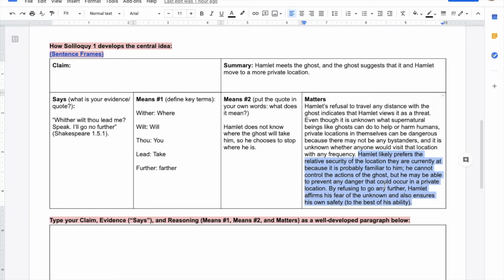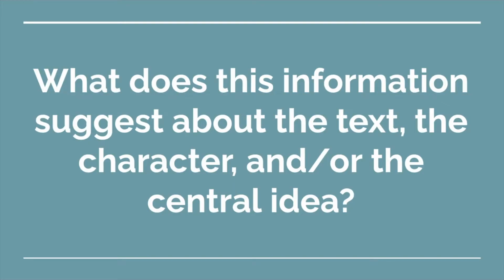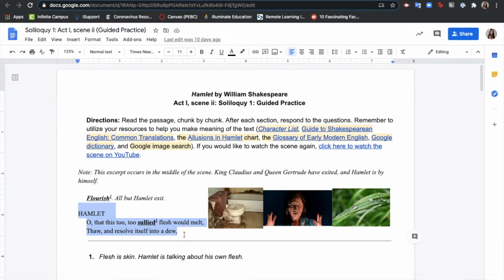This said, I'm going to ask myself, what does this information suggest about the text, the character, and/or the central idea? My brain is instantly making a connection to an earlier part of the text, and I'm thinking about how Hamlet opened his first soliloquy by explaining how he wanted to experience a gruesome death. I'm wondering about the implications of that desire. If he truly wants to die, especially in a horrible way, wouldn't he want to follow the ghost to an unknown location? Wouldn't he want to welcome the possibility that the ghost could torture him and kill him? But that's not what the evidence indicates.